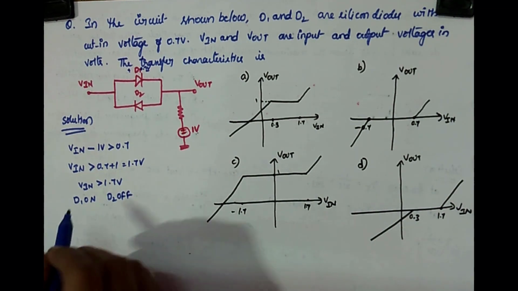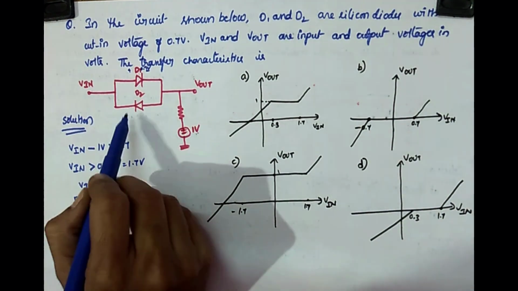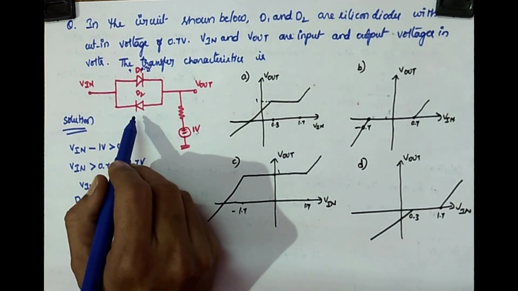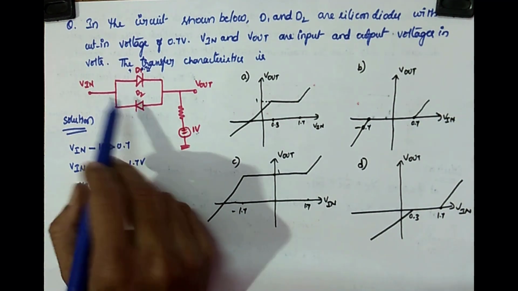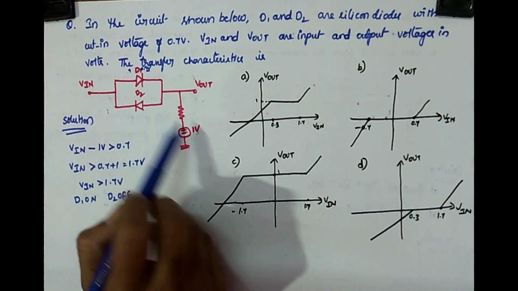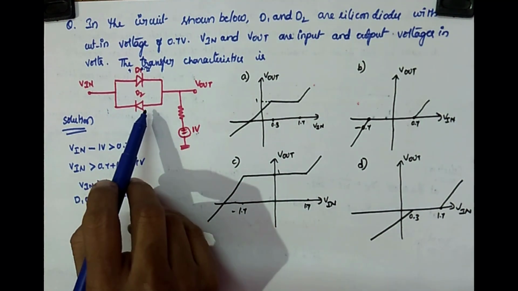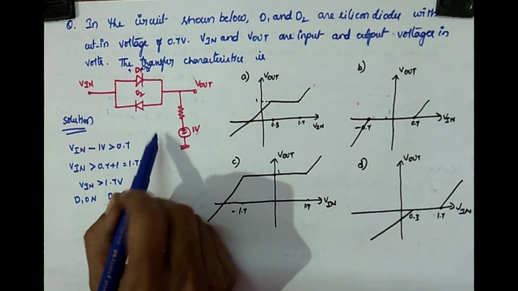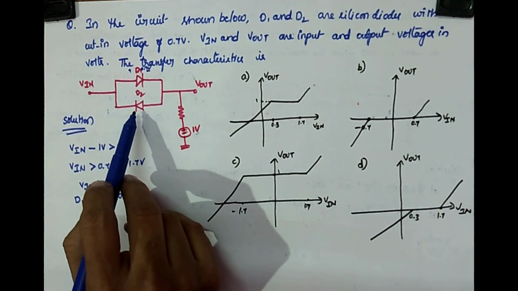So what happens when D1 is on and D2 is off? Why is D2 off? Because for the cathode you are giving greater than 1.7 volts, and for the anode it is at 1 volt. So D2 is in the off state obviously. So D1 is on and D2 is off.